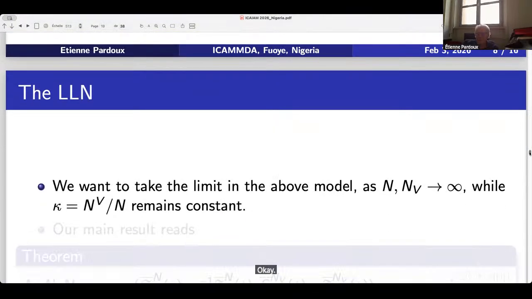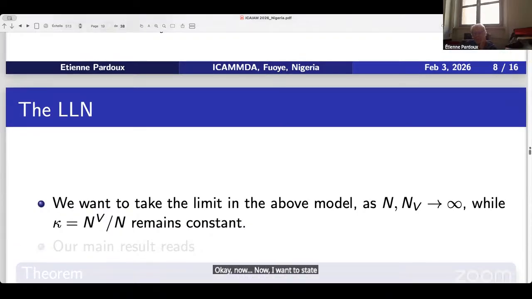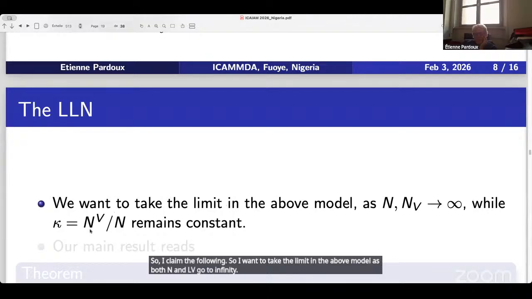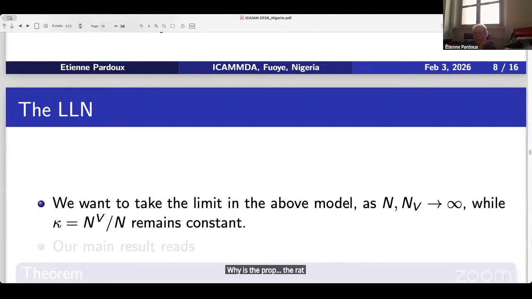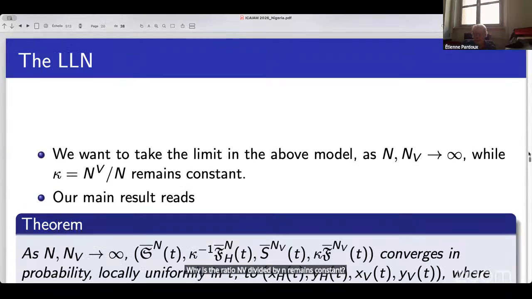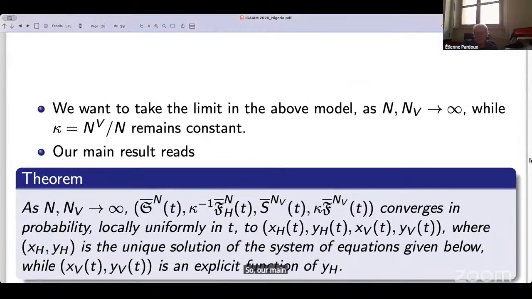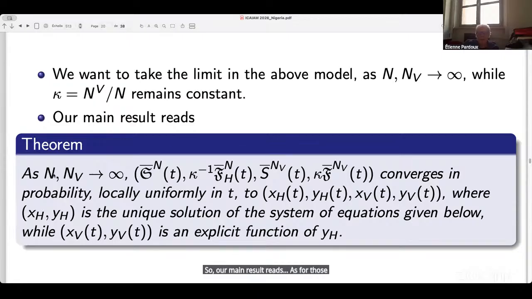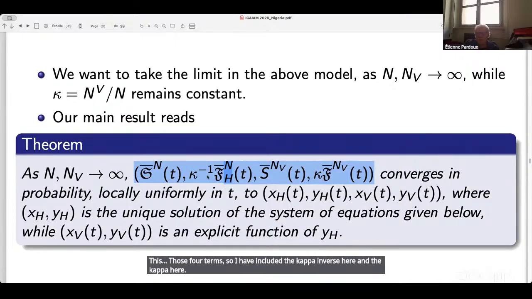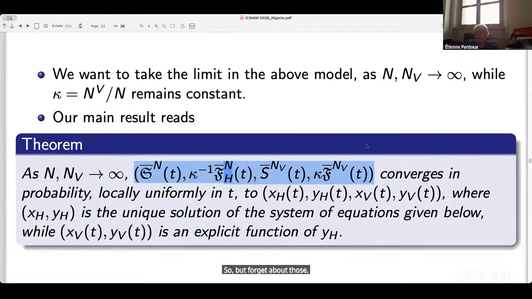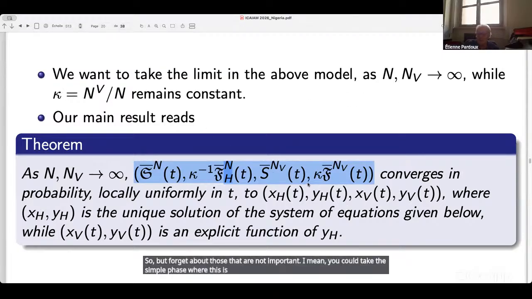Now I want to state the law of large numbers. So I claim the following. I want to take the limit in the above model as both N and NV go to infinity, while the ratio NV divided by N remains constant. So our main result reads as follows. As NV goes to infinity, those four terms, so I have included the kappa inverse here and the kappa here, but forget about those, they are not important. You could take the simple case where this is 1 and then they disappear.